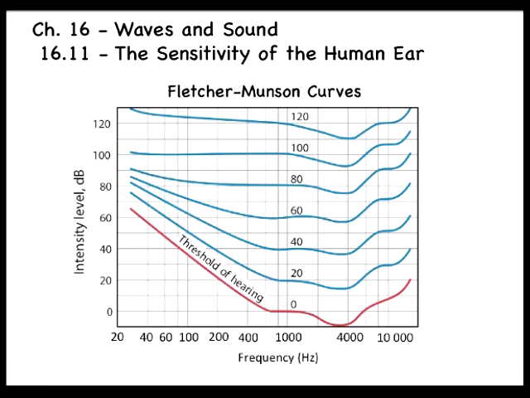Thus, when you listen to loud sounds, you hear the low frequencies, the middle frequencies, and the high frequencies about equally well. However, when you listen to quiet sounds, the high and low frequencies seem to be absent because the ear is relatively insensitive to these frequencies under such conditions.